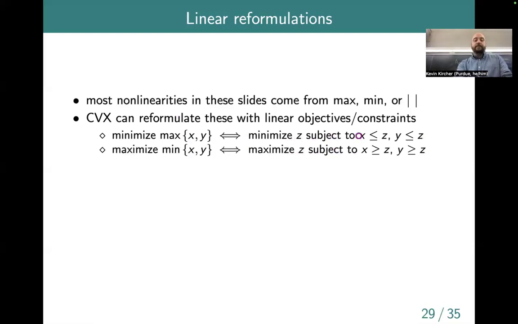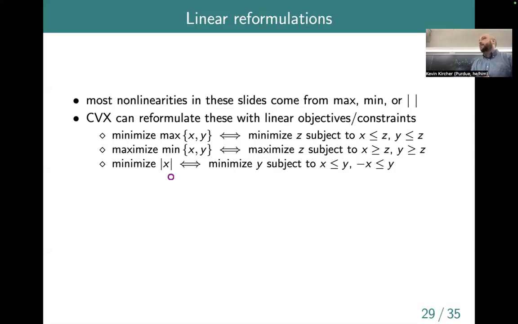We can play a similar game with the max function, and then the absolute value function as well. I think I actually walked through this back when we were talking about Chebyshev approximation for data fitting. So you can take the absolute value and write it as: minimize a dummy variable y, subject to y being bigger than both x and negative x.